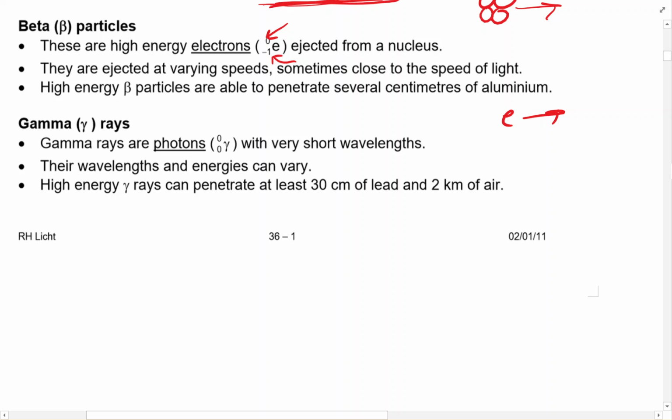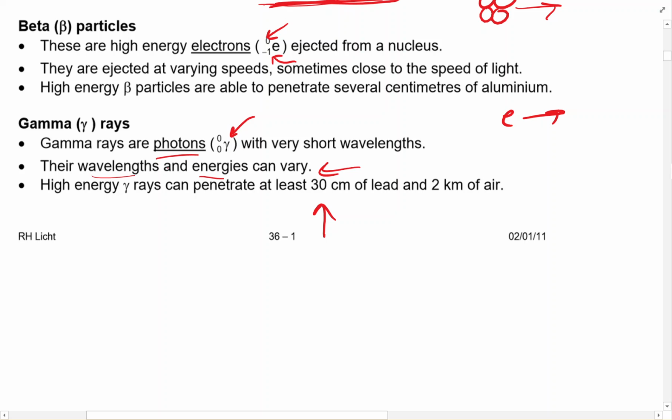Okay, and then lastly, we got gamma rays. Gamma rays are electromagnetic radiation, so this symbol is the gamma symbol. And we've got 0, 0. Well, that makes sense. You've got no nucleons and no charge because it's a photon. They have very short wavelengths, and wavelengths and energies can vary, which makes sense, right? If you change the energy, you would also change the wavelength.